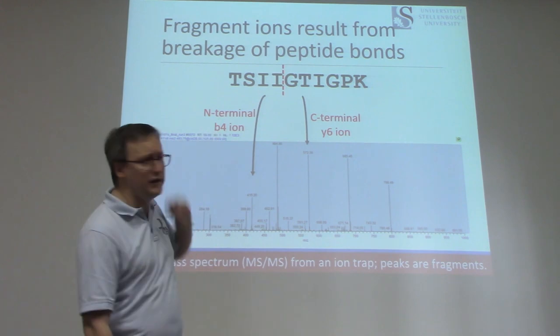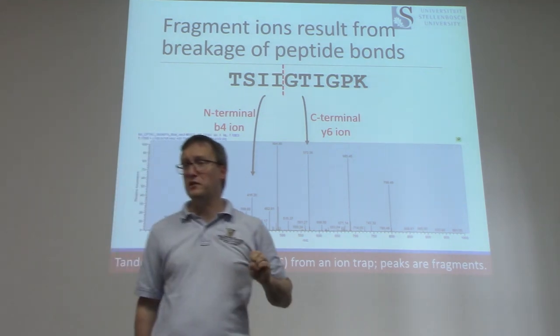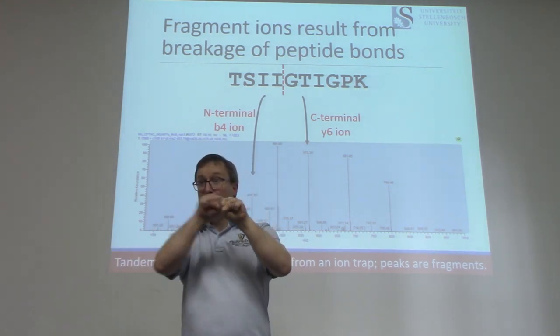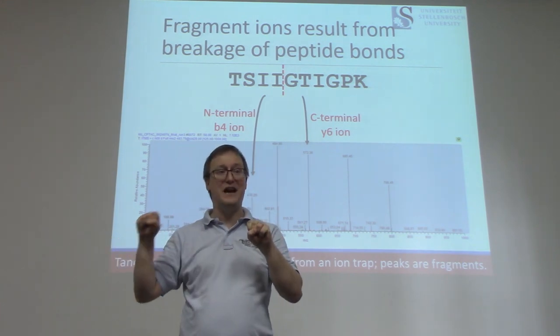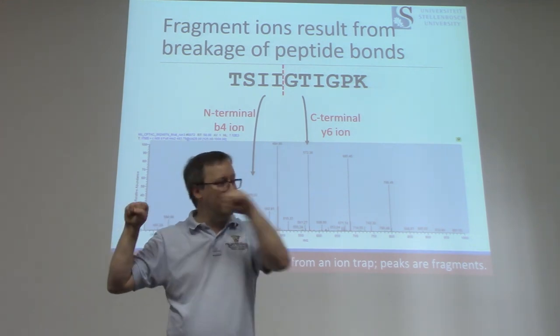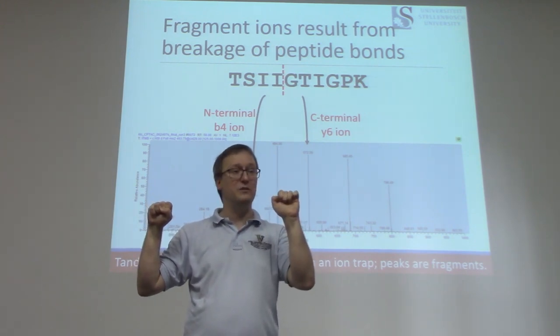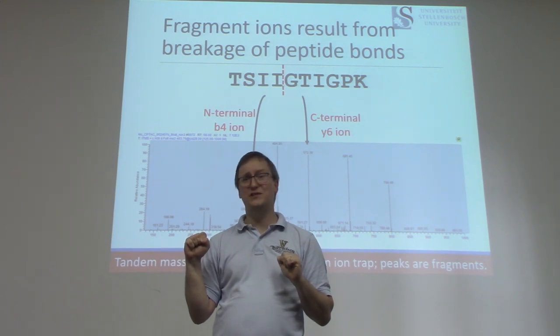In this case, I've drawn a red stripe through 1, 2, 3, 4, the fourth peptide bond. So we are going to create a fragment ion of the left side, the N-terminal side, and that will be called a B ion. And we have another ion that's formed of the last 6 amino acids, and that's going to be a Y ion. Why are they called B and Y? I haven't told you that part.